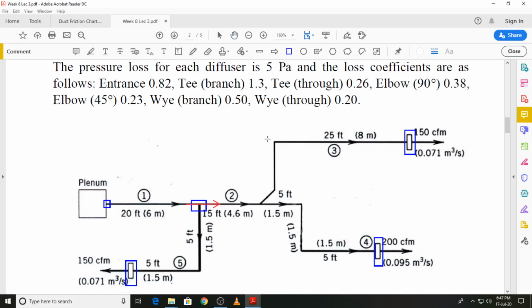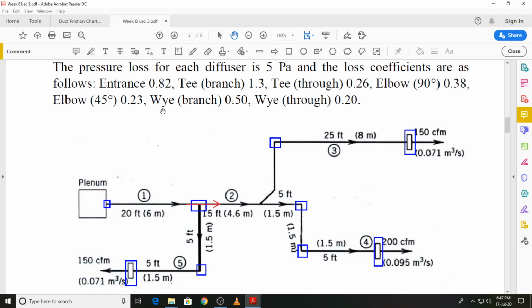So you can see there are 90-degree elbows at various places. One 90-degree elbow I've marked. Then there is another 90-degree elbow. So we have another 90-degree elbow, and finally I think a fourth one over here. So we've got four places in the layout where we have 90-degree elbows. Then there is also a 45-degree elbow for which the loss coefficient is 0.23. I will come to that.